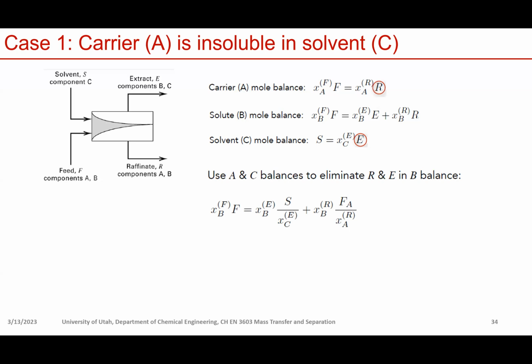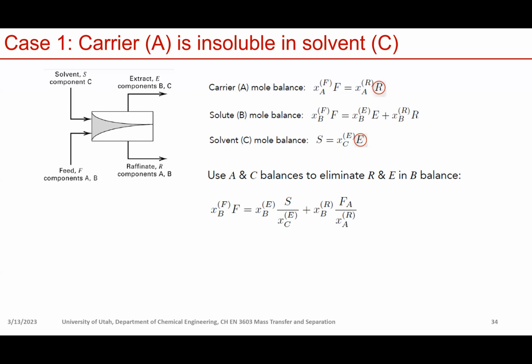So here we're talking about mole balance. You can also do this by mass balance; basically it's the same. Now we can use the A and C balances to eliminate R and E in the B balance. Because look at this, the A and C equations are kind of simple, and we can just convert.